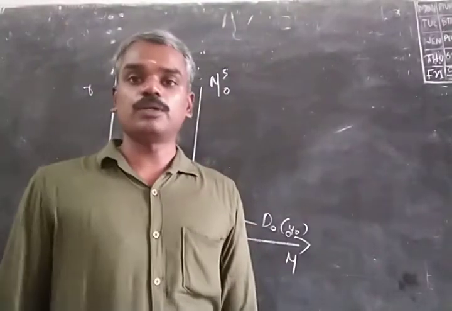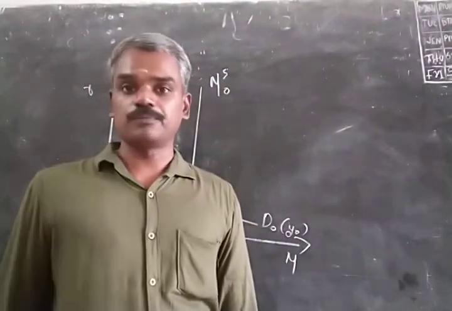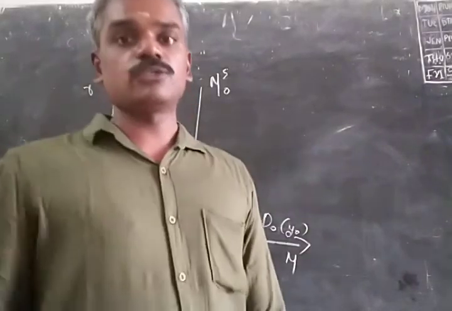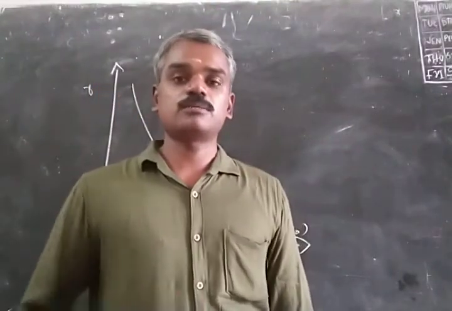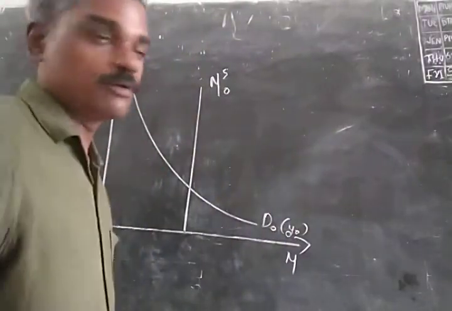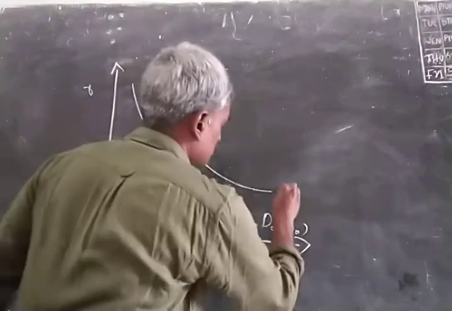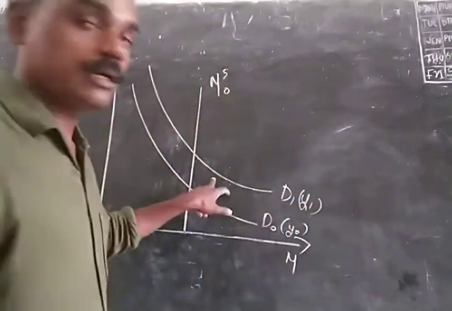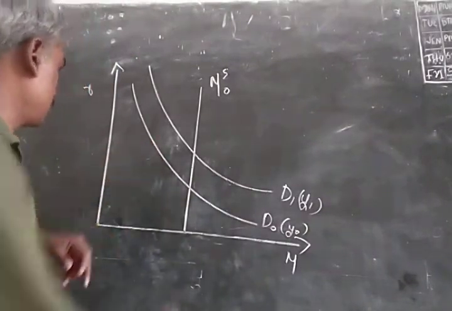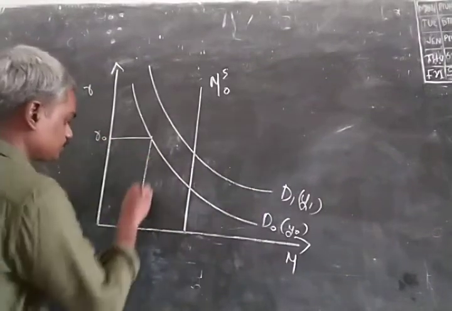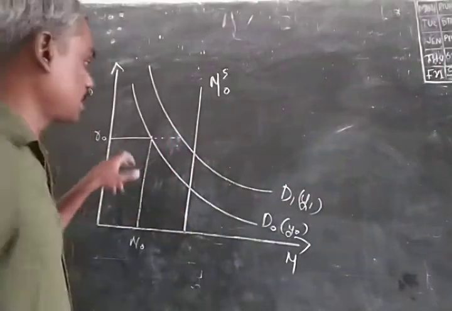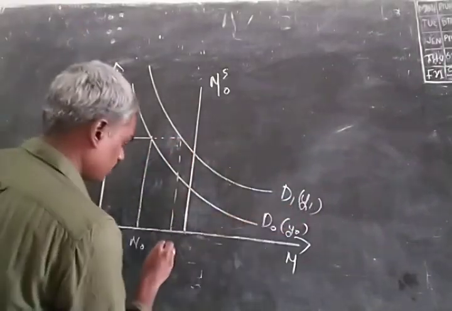What if we have another level of income? For example, suppose we have a higher level of income, Y1. What will happen to the demand for money? We know that at higher levels of income, demand for money will increase. Transaction, speculative as well as precautionary demand for money will increase. So for the higher level of income Y1, we will have a new demand for money curve such as D1, Y1, which will be higher. So at the same rate of interest, R0, the demand for money on D0, Y0 is M0, whereas at the same rate of interest R0, the demand for money with an income level of Y1 is M1.